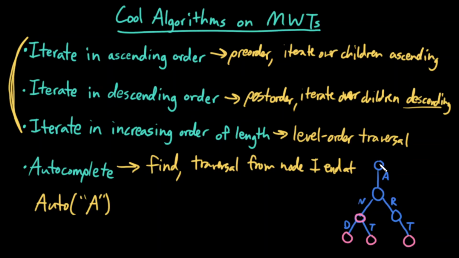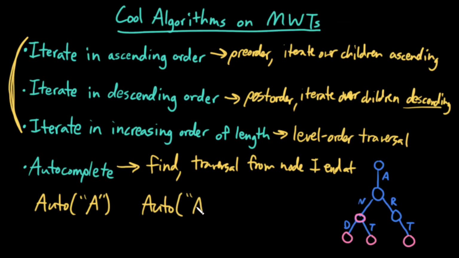I can do a pre-order traversal, iterating over my children in ascending order, to iterate over the autocomplete words in ascending order. I could do a post-order traversal starting from this node to iterate over the words that are completed in descending order. And I can do a level order traversal from this node to iterate over them in increasing order of length.